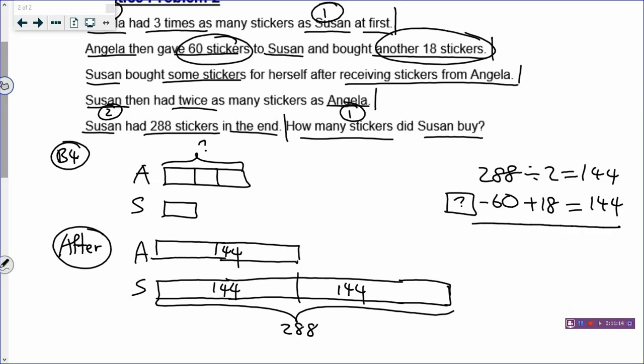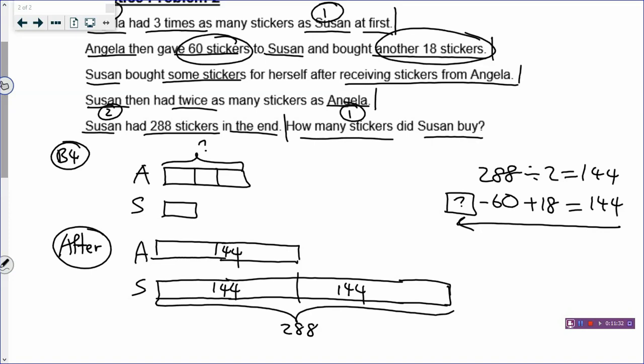Now you go this way. You take 144, the plus 18 becomes minus 18. So 144, and you minus 18 first, right? And you get 126. And then there's a minus 60. So the minus becomes plus. So you take 126 and you plus 60.